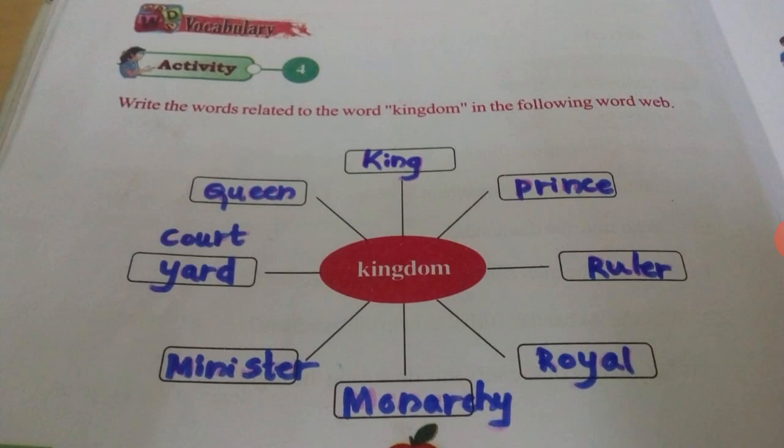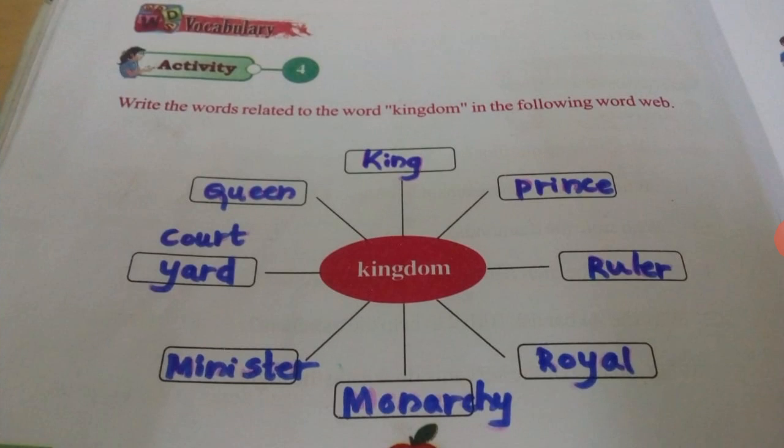Activity number 4. This is related to vocabulary. This is a mapping. Write the words related to the kingdom in the following word web. In the middle of this word web, you can see the word kingdom. Kingdom means who will be there? So king will be there, queen will be there, prince and courtyard, minister, royal, ruler and monarchy.